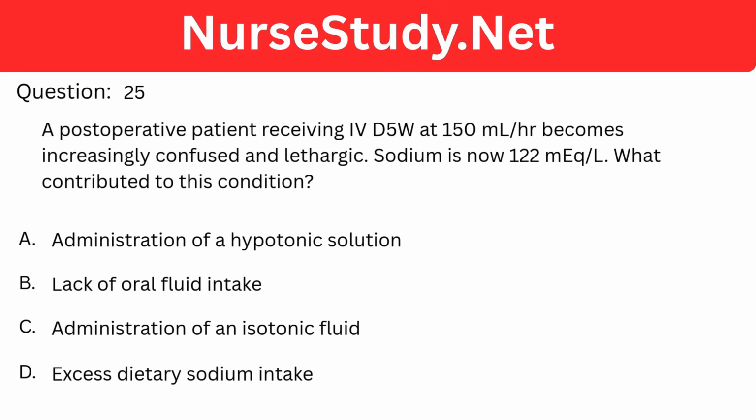Question 25. A postoperative patient receiving IV D5W at 150 milliliters per hour becomes increasingly confused and lethargic. Sodium is now 122 milliequivalents per liter. What contributed to this condition? A. Administration of a hypotonic solution. B. Lack of oral fluid intake. C. Administration of an isotonic fluid. D. Excess dietary sodium intake.